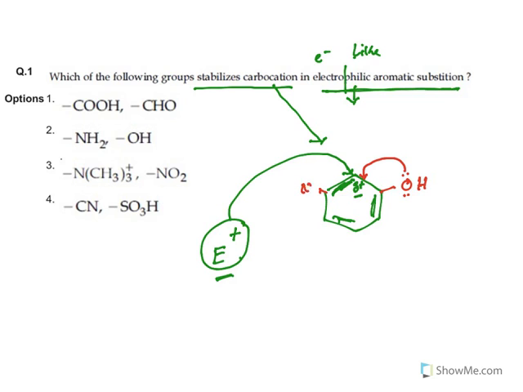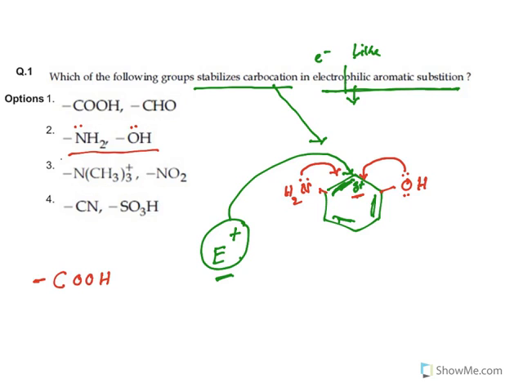Or imagine you have an amine group. It also has lone pair electrons. These electrons will move here and stabilize this positive charge. So this is what the question is about. So NH2 and OH, which have lone pairs of electrons, can stabilize this. What about other groups? Look at them.